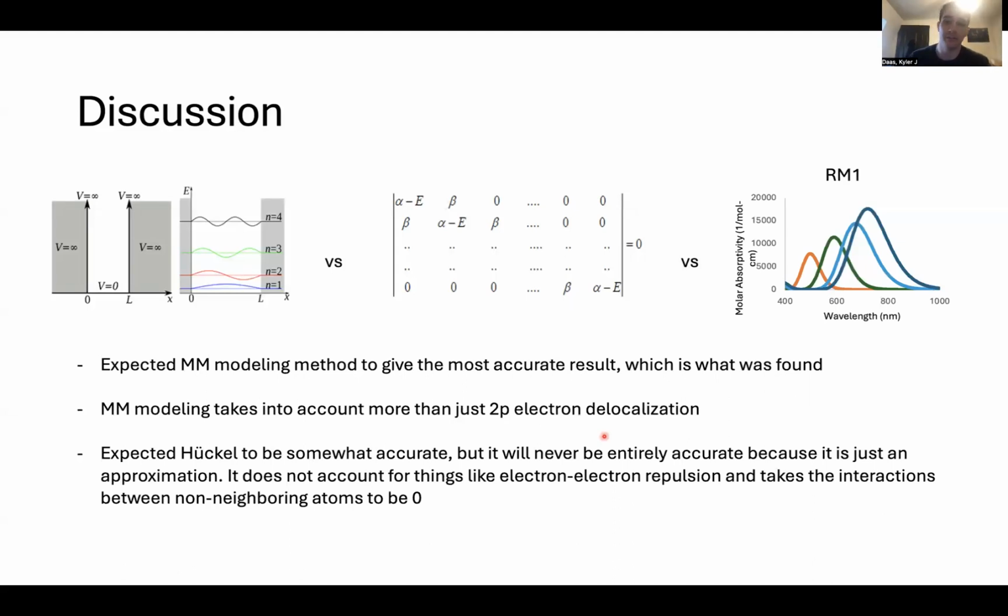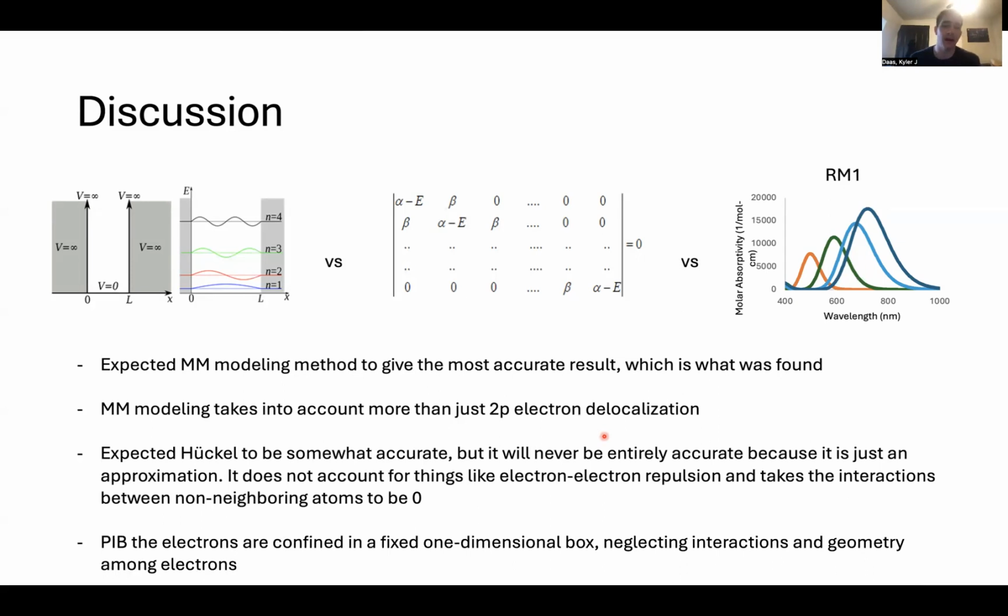And we expected both of those to be much better than the particle in the box, because the particle in the box is the most crude model we have, where it just confines the electrons to a fixed 1D box, neglecting interactions and geometry among the electrons. So we expected that to have the worst prediction, and that's exactly what we found in our results.